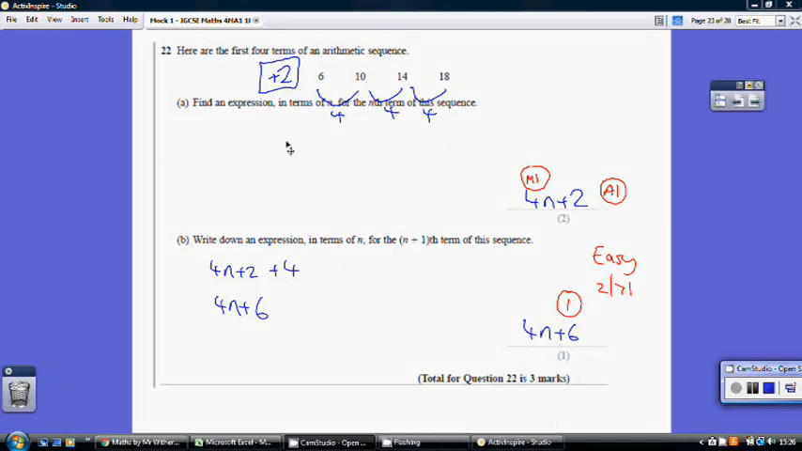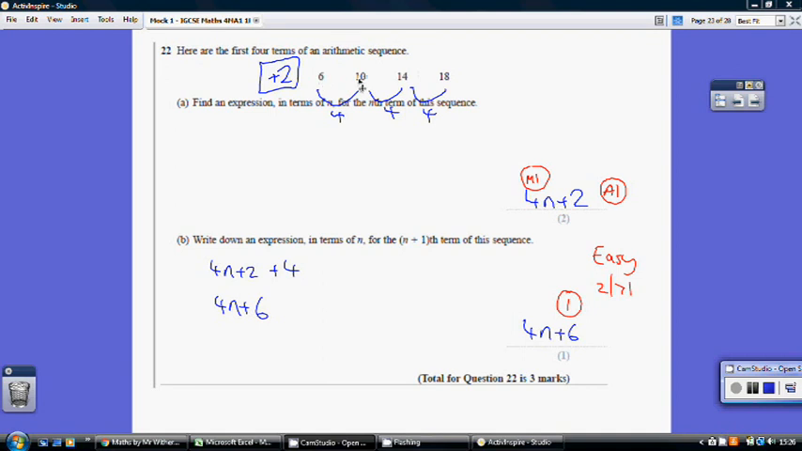Question 22. We've been asked to find an expression in terms of n for the nth term. This is really just a little process you need to follow. We're going up in 4s, so the first term is going to be 4n. Had we been going up in 5s, it would be 5n, and so on. And then this second term, this little adjustment we have to make, think of that as the 0th term. Think of that as the number in front of the real numbers.